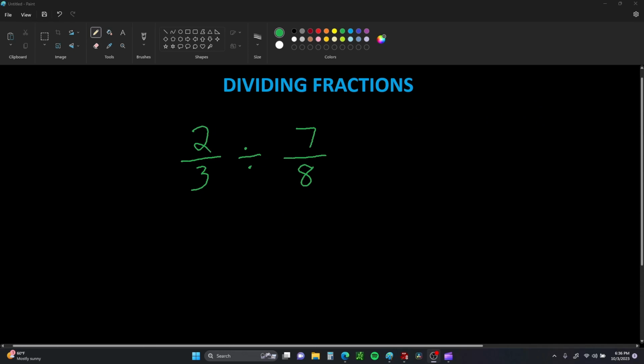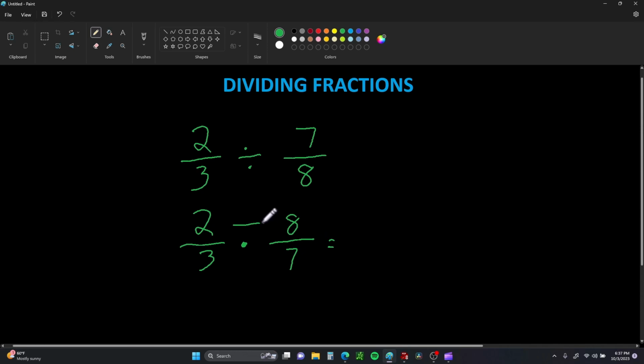So in this example, we're asking how many times 7/8 fits inside 2/3. Well, since 7/8 is bigger than 2/3, we would expect this to not fully fit in one time. So it's going to be less than one time, so our answer is going to be a fraction that's less than 1. So we're now going to copy the first fraction, put a dot, turning it into multiplication, and flip the second one upside down.